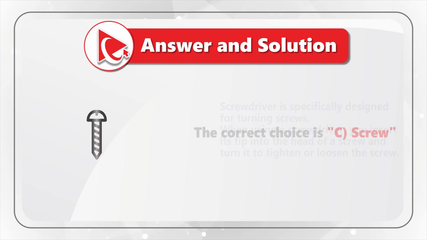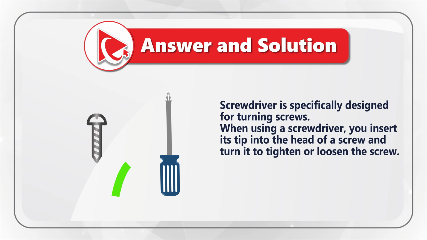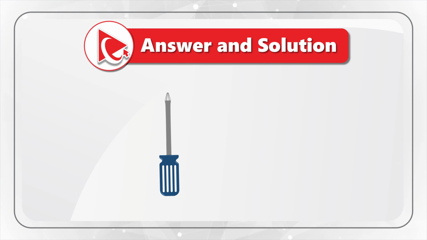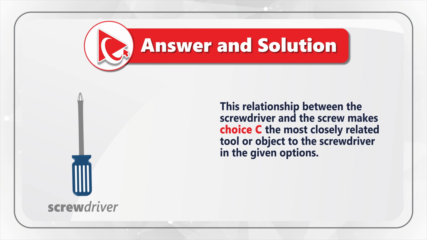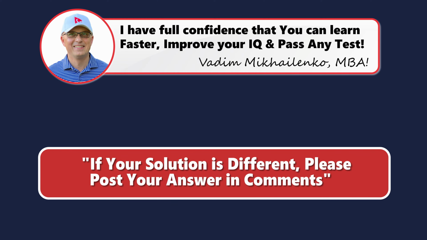In fact, a screwdriver is specifically designed for turning screws. When using a screwdriver, you insert its tip into the head of a screw and turn it to tighten or loosen the screw. You can even guess it based on the names, screwdriver and screw. This relationship between the screwdriver and the screw makes choice C the most closely related tool or object to the screwdriver in the given options. Was your answer different? Or maybe you had other considerations? If you did, please make sure to post them in comments so we can all learn.